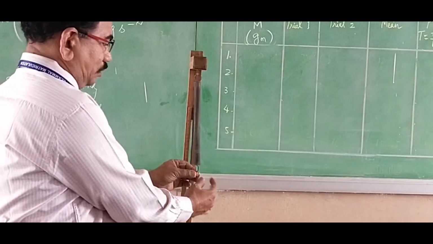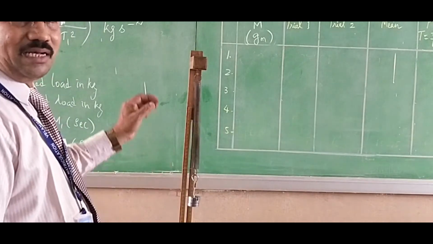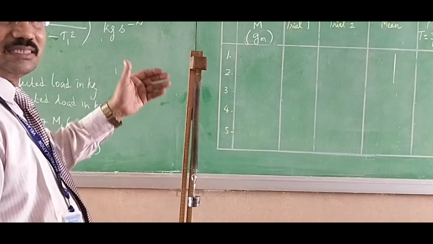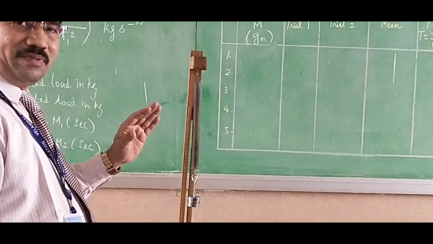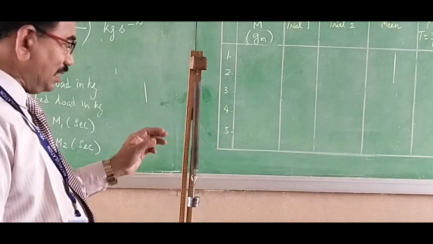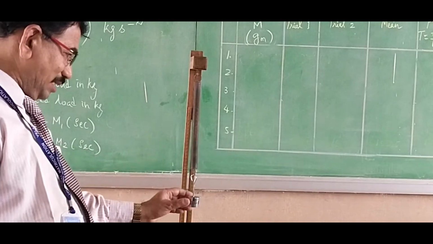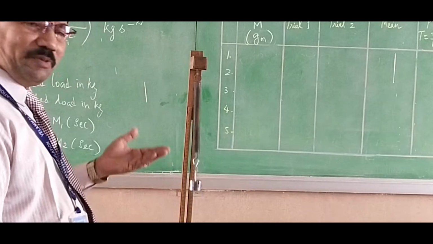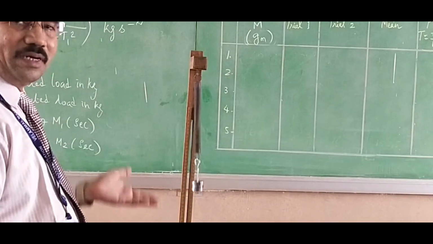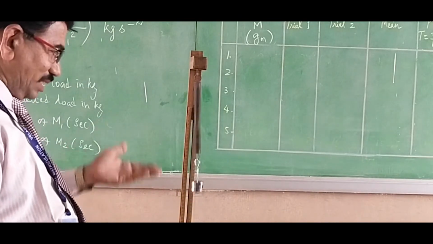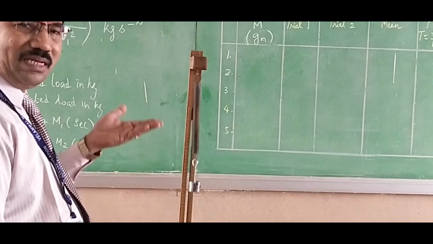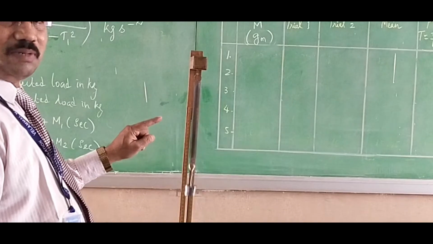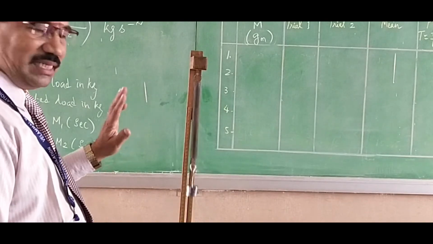Our aim is to determine the spring constant of this given spring by means of vertical oscillations, whereas in the simple pendulum we were finding the horizontal oscillations. Here it is vertical oscillation, because when I suspend this load and give a slight force, the spring will start oscillating vertically up and down. So by means of the vertical oscillation of the spring, we are going to determine the spring constant of this given spiral spring. So let's start the experiment.